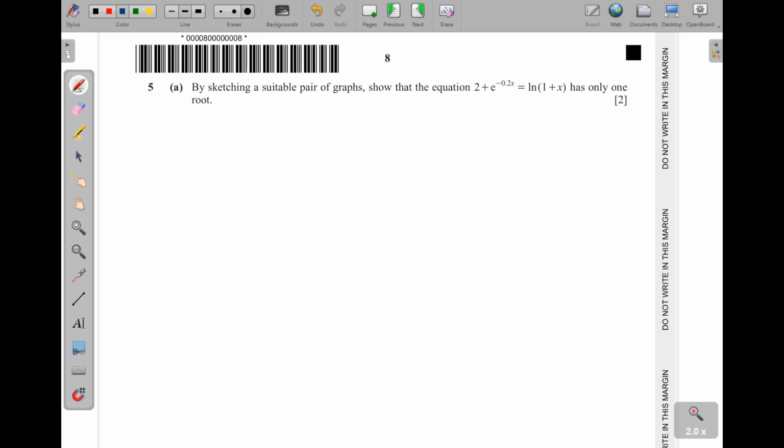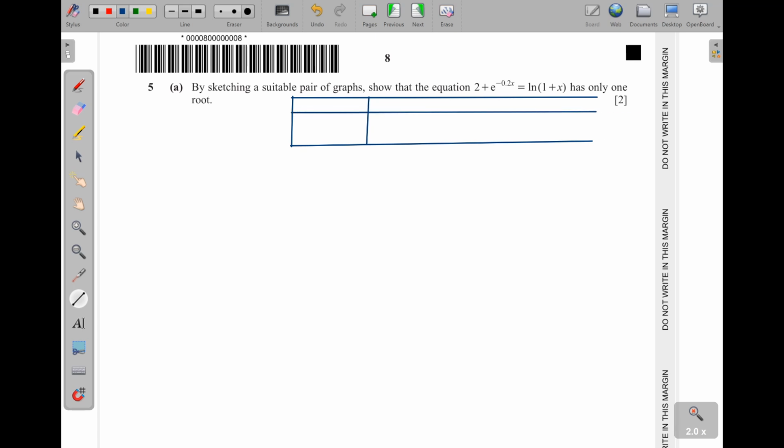Now what I can do is to put a table. Okay, I can put a table here for the two graphs. This can be for x here, then I have y here. So we can have x here, then maybe y1, I let it be the one on the left, 2 plus e to the power of negative 0.2x, and then y2 is going to be the natural log of 1 plus x.